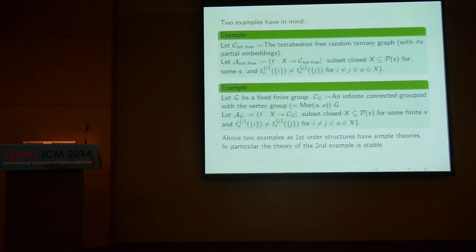And then two relatively transparent examples you can have in mind. One is the tetrahedron-free random ternary graph. So it's a hypergraph, not binary but ternary. You can have anything possible except a tetrahedron, with all these surfaces with ternary edges. Except for the tetrahedron, everything else is possible. So this is just a graph.